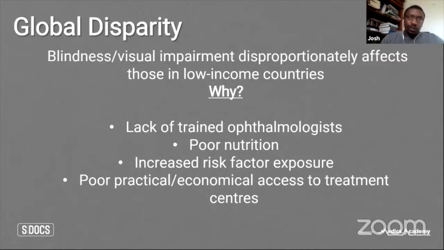And also in some of these countries or areas, the demographics are such that there can be poor practical access to treatment centres, more rural communities, less infrastructure access for them to get to urban areas where the treatment centres might be, and or economical access to treatment centres, which may cost money to see an optician or see the ophthalmologist, and that may be a barrier for people to seek treatment, which may later on progress to blindness or full visual impairment.